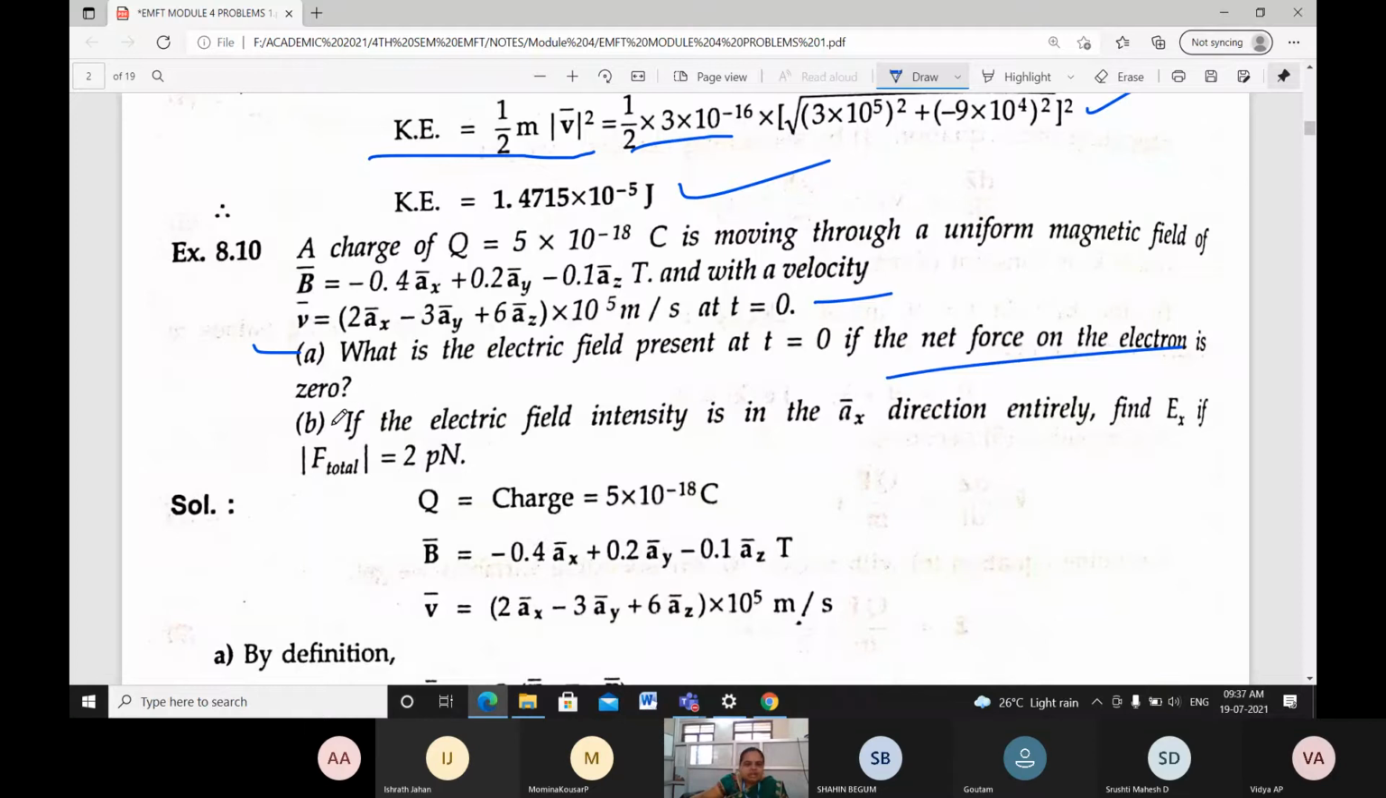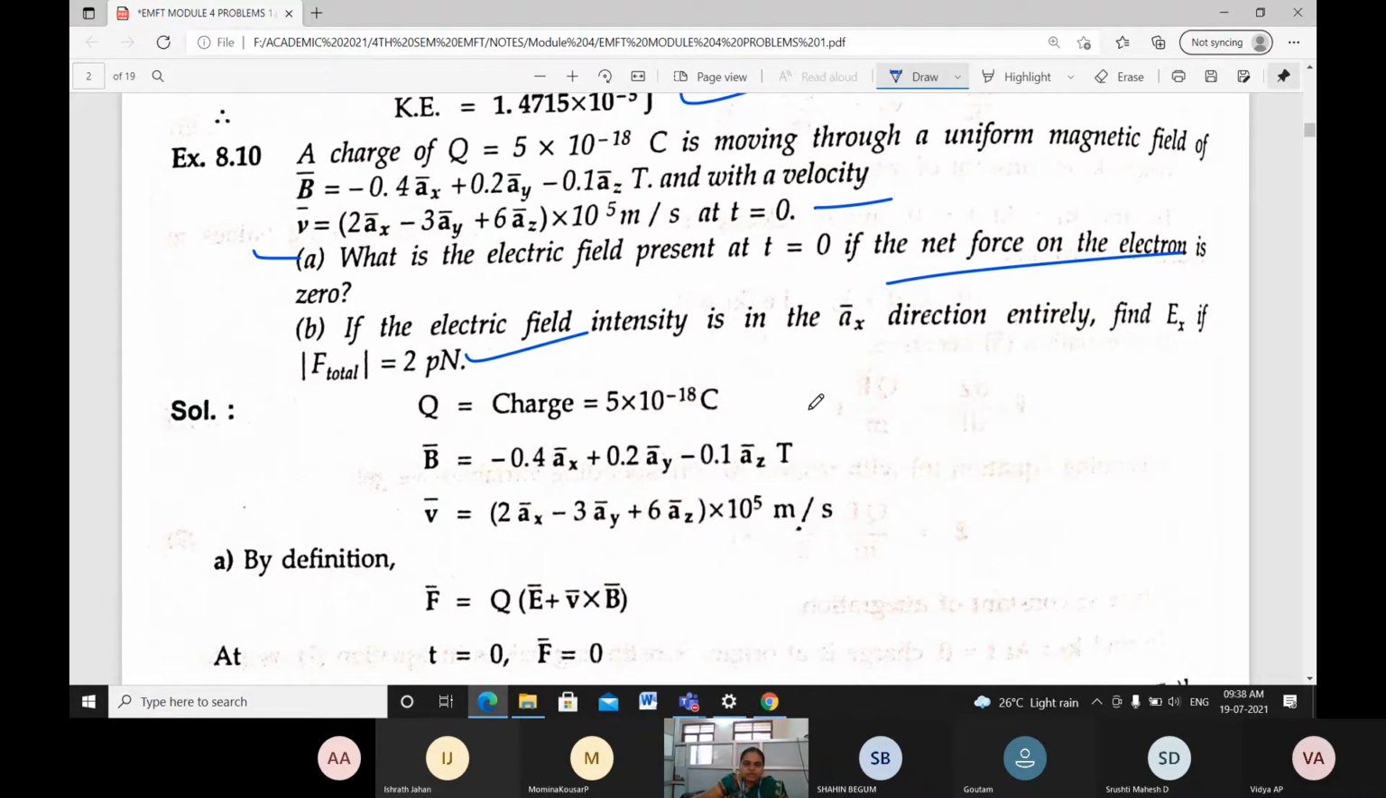Then if the electric field intensity is in the ax direction entirely, find what is Ex if F total is of 2 piconewtons. What is this? We have to go with the given data that you have to take written here.